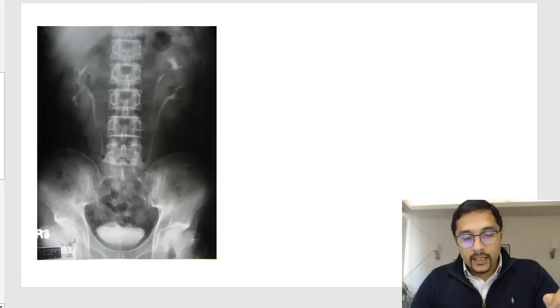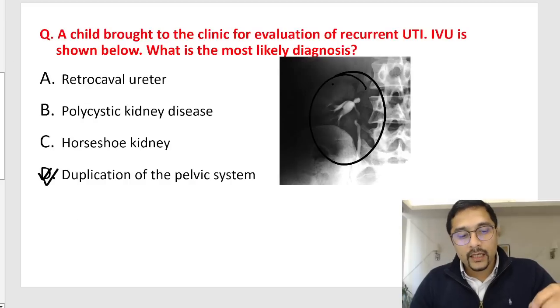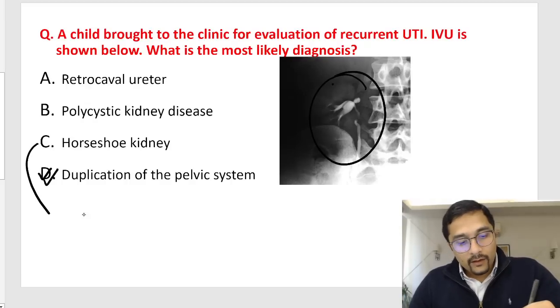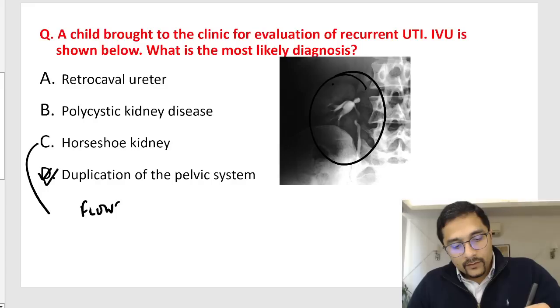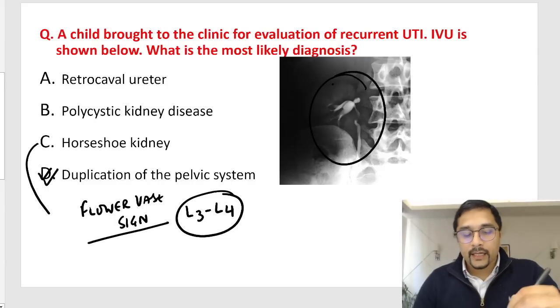Here you can see duplication of the pelvic system. And in horseshoe kidney, what will you see? In horseshoe kidney, we will see a flower vase sign. You should know that horseshoe kidney is usually fused at the level of L3 and L4.